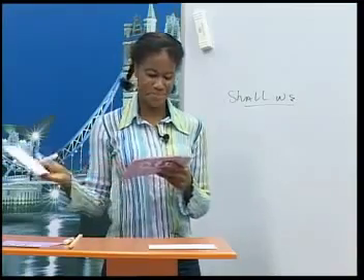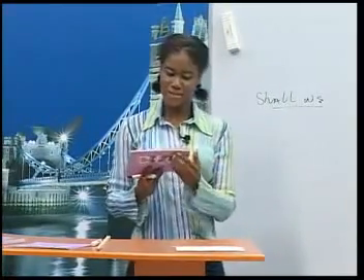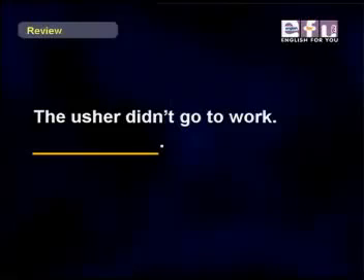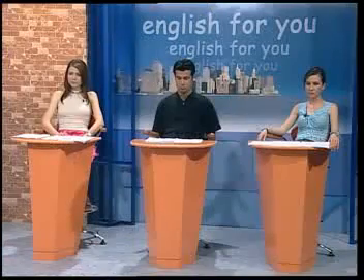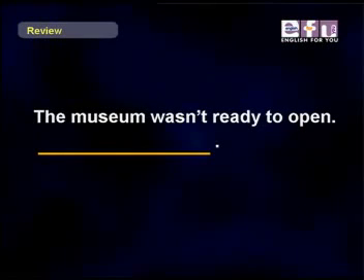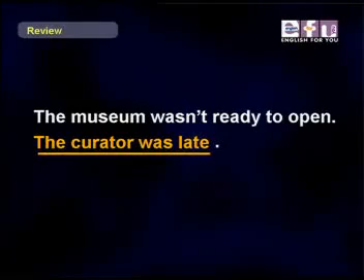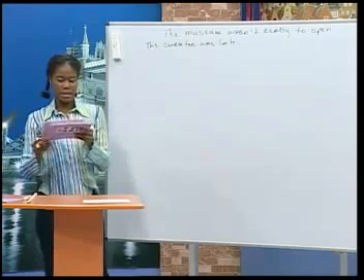Good idea. Now, let's try an exercise using the simple past. Here is an example. The usher didn't go to work. He had a fever. Do you understand, Sylvia? Sure, I'm ready. Okay, this is yours. The museum wasn't ready to open. The curator was late. Okay, so the museum wasn't ready to open. The curator was late. Good.